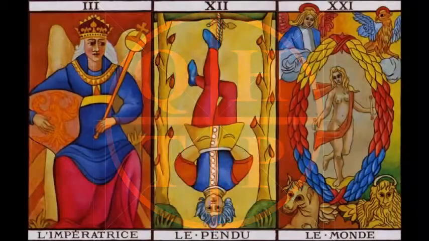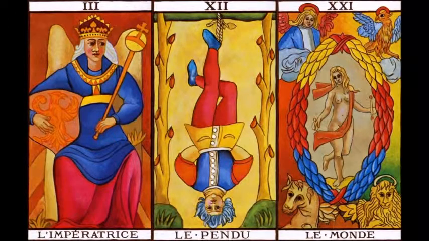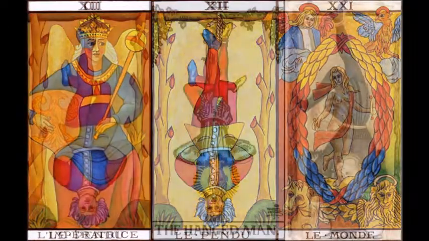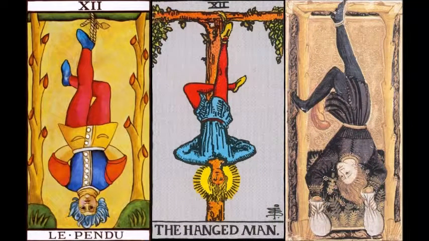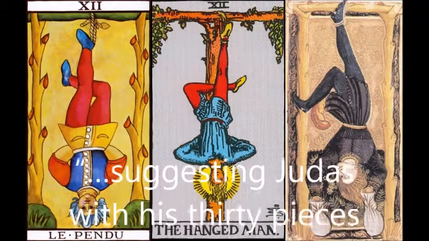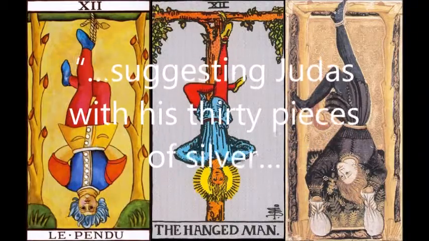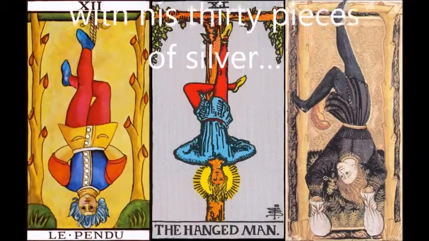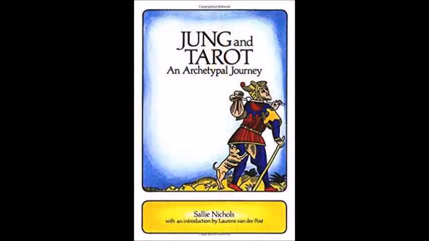The cards linked to the Empress, card number 3, are the Hanged Man, card number 12, because 1 + 2 = 3, and the World, card number 21, because 2 + 1 also equals 3. The Hanged Man is called the Traitor, or Il Traditore, in Italian tarot decks, in which the figure was sometimes pictured with a bag of money, quote, suggesting Judas with his 30 pieces of silver, unquote, according to Sally Nichols, in her book Jung and Tarot: An Archetypal Journey.